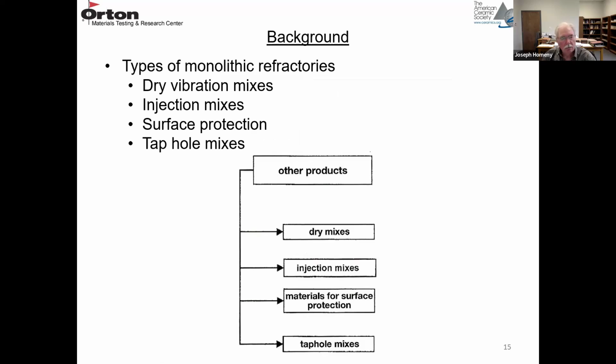And then the last group of monolithic refractories are used in much smaller quantities. The dry mixes are dry vibratables. There's injection mixes, surface protection mixes, which are sprayed on, and then tap hole mixes, which usually contain a pitch or a tar.